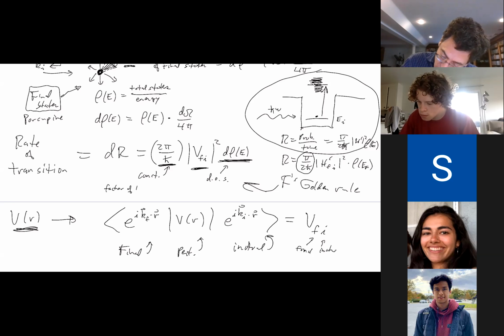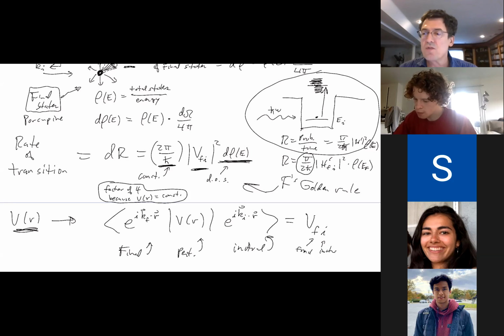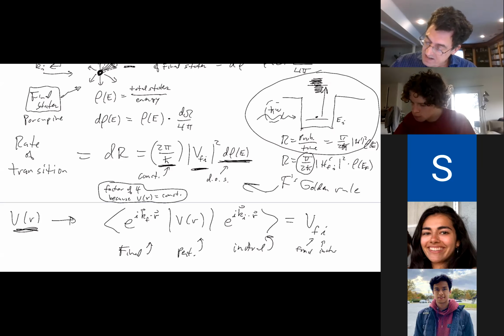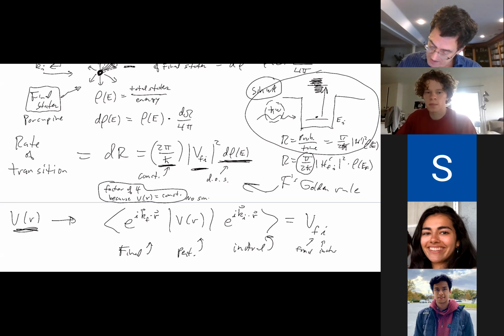Factor of 4 because V of R equals constant. If you go through the math that we did, and I'm not going to go through it all right now, but in this Fermi's golden rule, in the one that we derived before, we had a sine omega t factor, and in this one we have a constant. There is no sine of omega t.